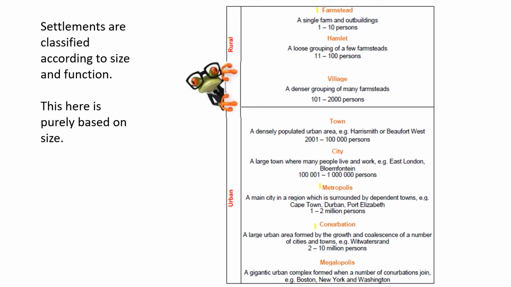A conurbation, we have 1 in South Africa, and that would be Pretoria, Johannesburg, and Vereeniging. We sometimes refer to it as the PWV region, or otherwise known as the Witwatersrand. Megalopolis we don't have in South Africa. Here we're looking at North America, the eastern seaboard region, New York, Washington, and so on.